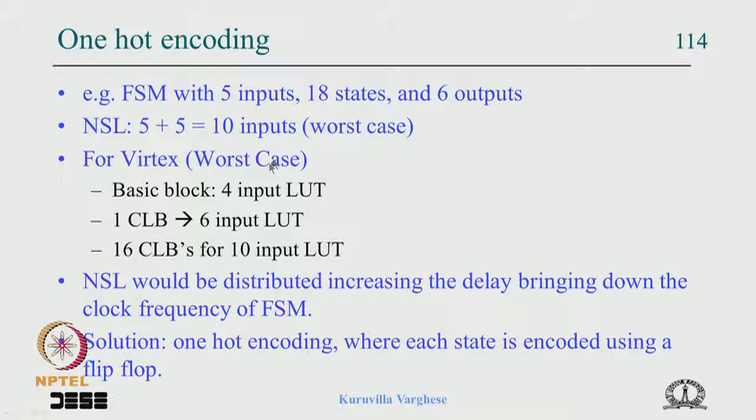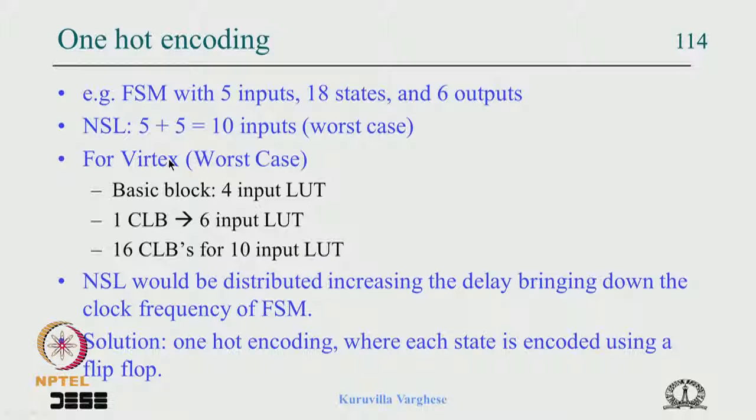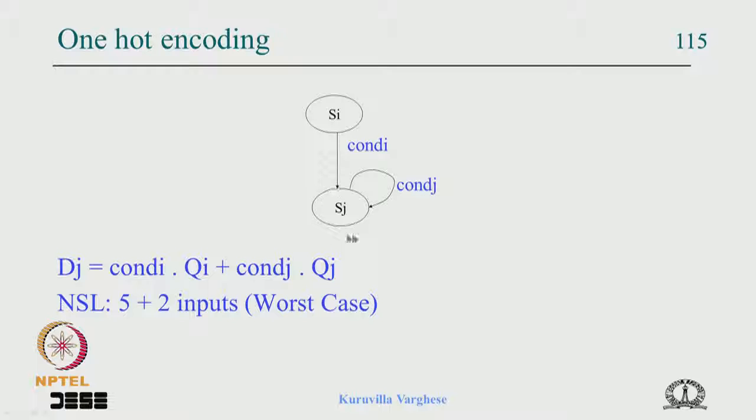So while decoding a state, you don't need 5 bits representing that one state. You can take 1 bit representing that state. That's the basic idea. So each state is a flip flop. Okay, so you take this state transition.